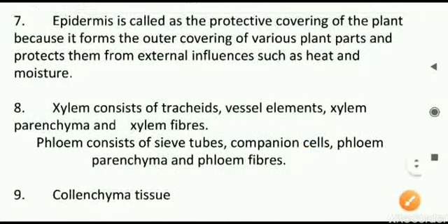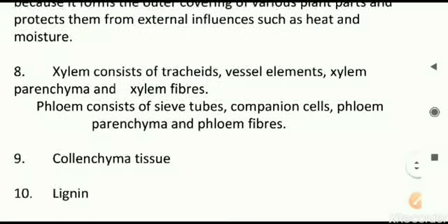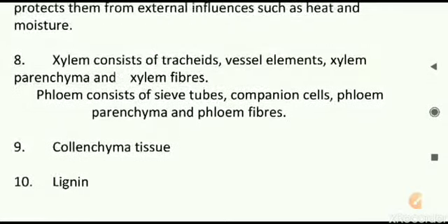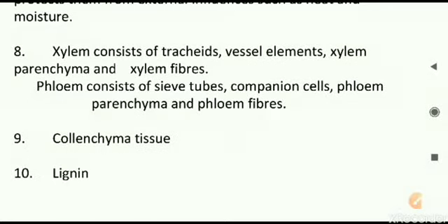Next, what does the xylem contain and what does the phloem consist of? The names you have to note down. Xylem contains 4 things: tracheids, vessel elements, xylem parenchyma and xylem fibers. Phloem also contains 4 things: sieve tubes, companion cells, phloem parenchyma, phloem fibers. The last two, name the following, only one word answers. You can note down collenchyma and lignin. That is all for the answers to the book exercises.